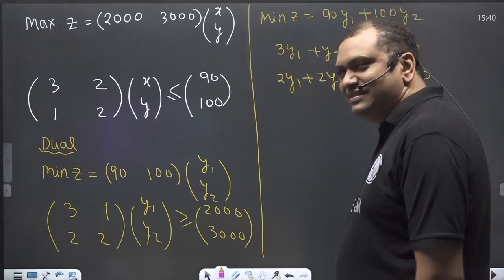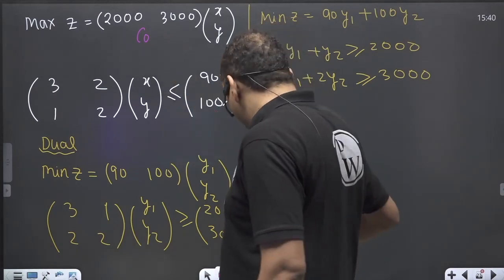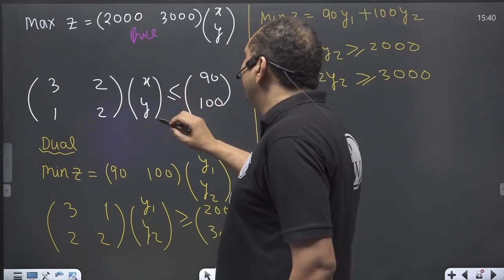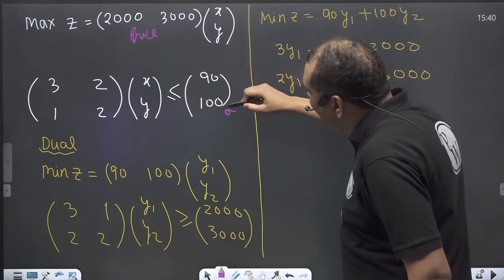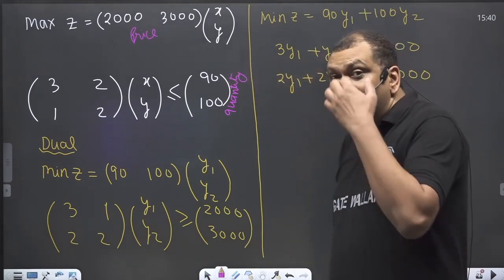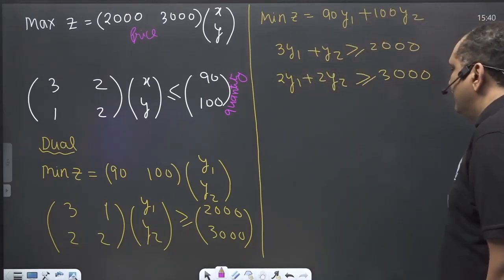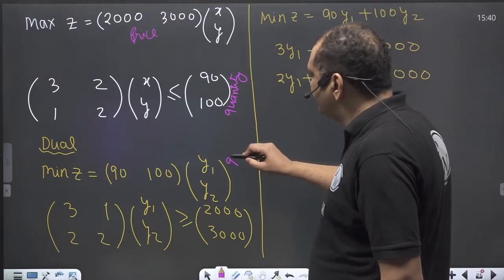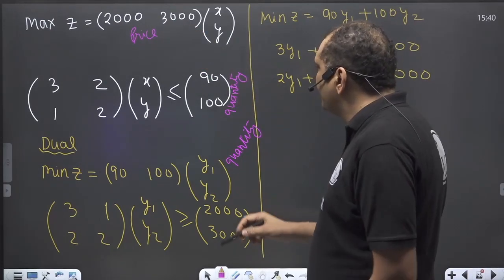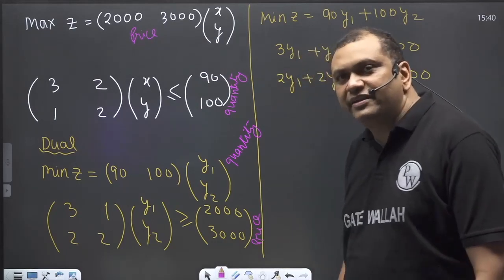In the primal, this is the cost, na? Or you can say, better to say, price. And this is quantity. Correct, na? Quantity. Now in the dual, quantity came to the objective function. Because quantity went there, na? Price came here.